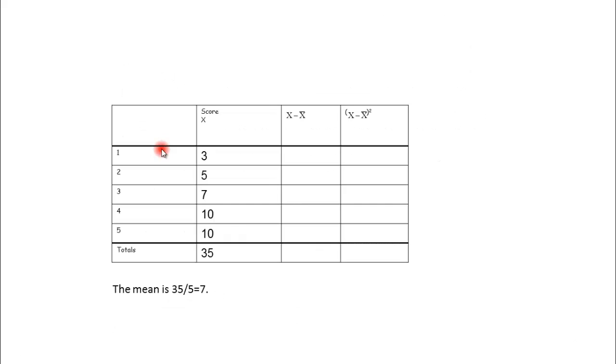We'll see a quick example of how the variance is calculated for 5 values. We have a set of 5 values: 3, 5, 7, 10, 10. The summation is 35, and the mean is 35 by 5, which is 7. Now how far they are from the mean: the first value is -4, followed by -2, then 0, 3, 3.